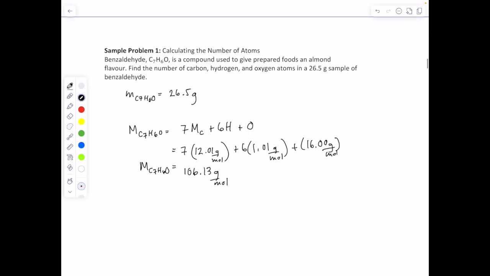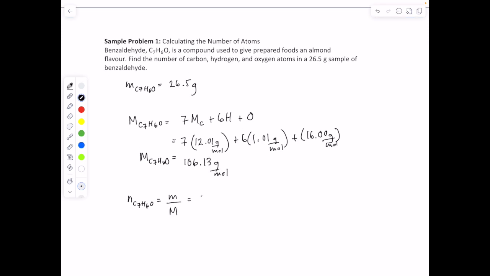So how many moles does this represent? How many moles of benzaldehyde are present in 26.5 grams of the substance? Well, the number of moles is equal to mass divided by molar mass. So the mass is 26.5 grams and the molar mass is 106.13 grams per mole. This gives us 0.250 moles of benzaldehyde.